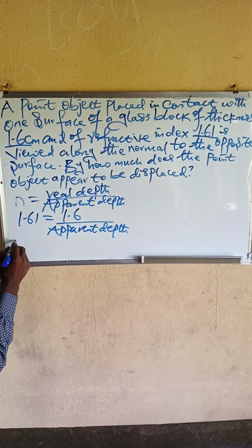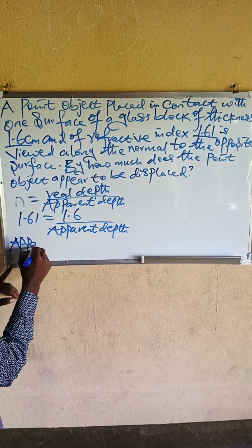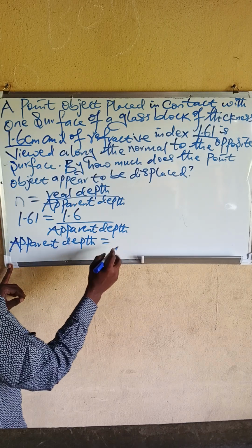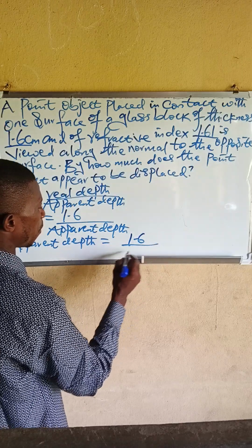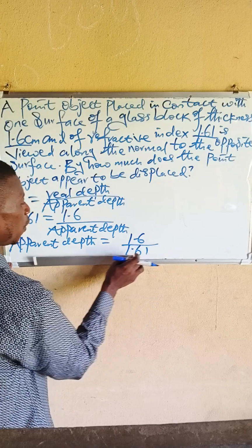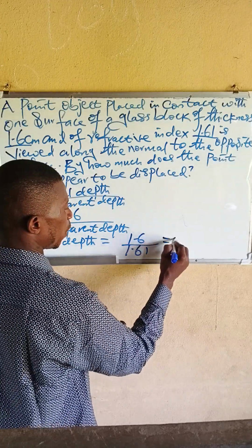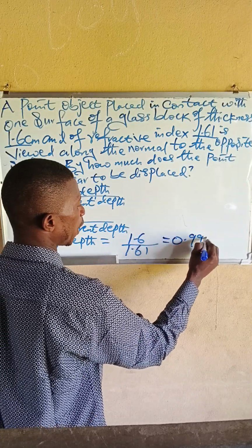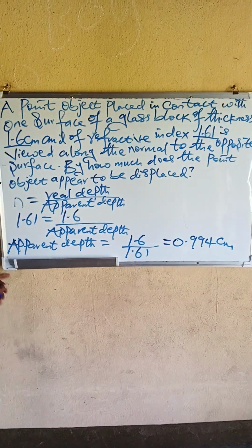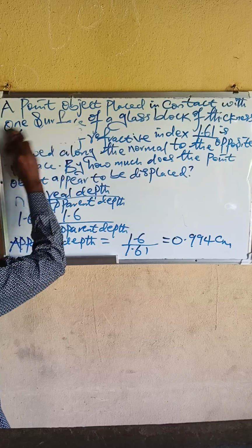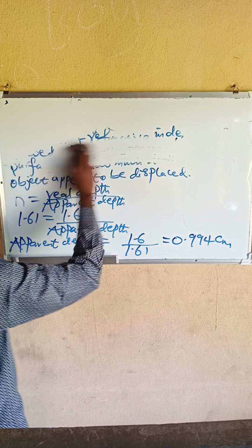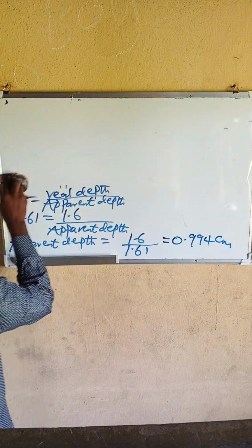If I do that, I will have the apparent depth equal to 1.6 over 1.61. Okay, so if I divide this, I'm going to have 0.994 centimeter. That is the apparent depth. So what I'm going to solve now is the apparent displacement, and that is what the question is asking.